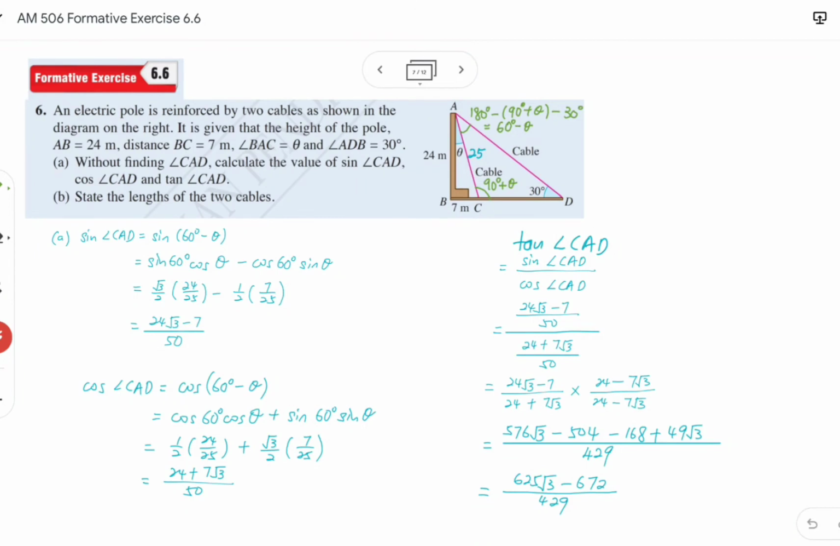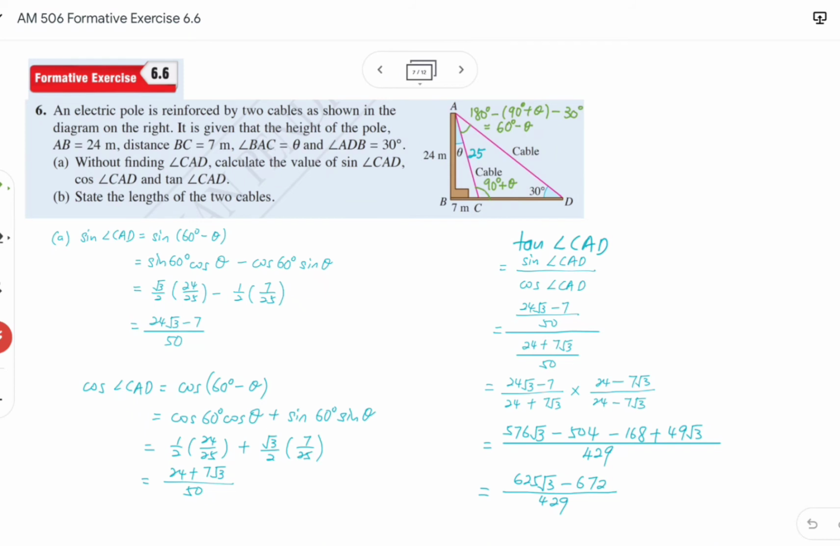Question number 6. An electric pole is reinforced by 2 cables as shown in the diagram on the right. It is given that the height of the pole AB equals 24 meters, distance BC equals 7 meters, angle BAC equals theta, and angle ADB equals 30 degrees. A. Without finding the angle CAD, calculate the value of sine angle CAD, cosine angle CAD, and tangent angle CAD.